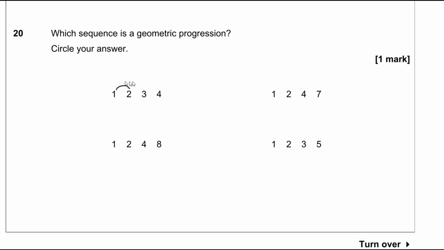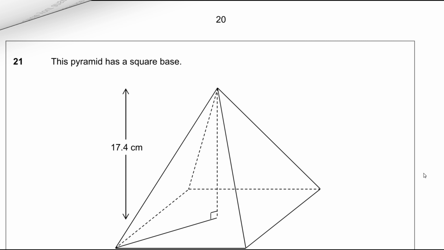From 1 to 2, you multiply by 2. But then from 2 to 3, you can't multiply this by 2. It should be 4 then here. So this is not a geometric progression. This one, 1 to 2, you times by 2. From 2 to 4, you times by 2 again, and then times by 2 again. So this one is the answer, the geometric progression. You can carry on checking them, but I don't think it's necessary, so it's better to save your time. Let's carry on with question 21.